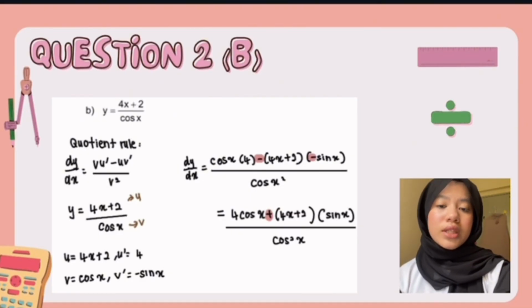After we get all the information, we can apply it to the quotient formula. It will become dy over dx equal to 4 multiplied by cos x minus (4x plus 2) multiplied by negative sin x, over cos squared x. After that, we need to arrange the equation by changing the negative sign to a positive sign. So the final answer will be 4 cos x plus (4x plus 2) sin x over cos squared x.